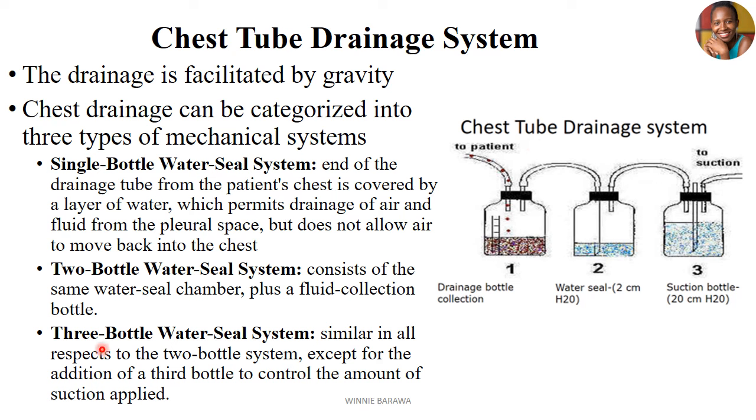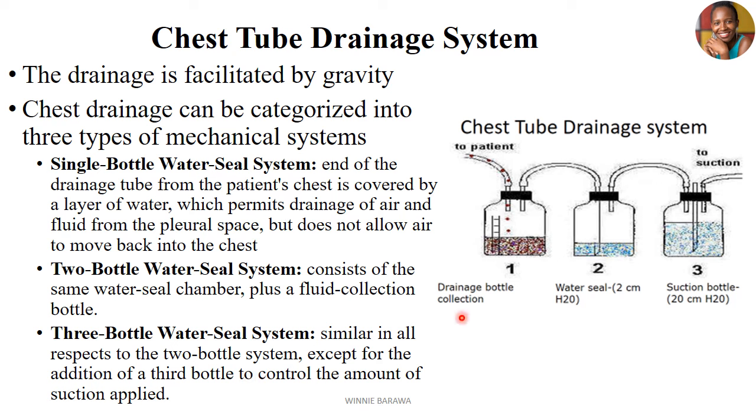But then we have the three bottle water seal system. This one is similar to all the aspects of the two bottle system, except that we add a third bottle, and the third bottle is purposefully put for the purpose of controlling suction, or to control the amount of suctioning that will be taking place in the water seal system. So we'll have three bottles.